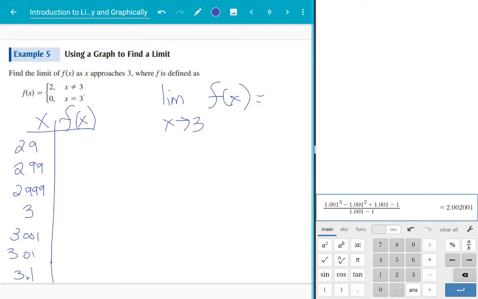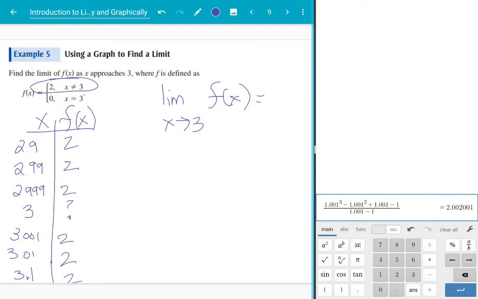All right, so let's identify what's happening with the function as x approaches 3. So at 2.99, what is the function equal to? Well, we have two options. We have 0 or 2. Now, it's probably going to be this one for almost all of them, because the only rule is what is happening at x equals 3. So this is going to be 2, this is going to be 2, 2, 2, 2, and 2.